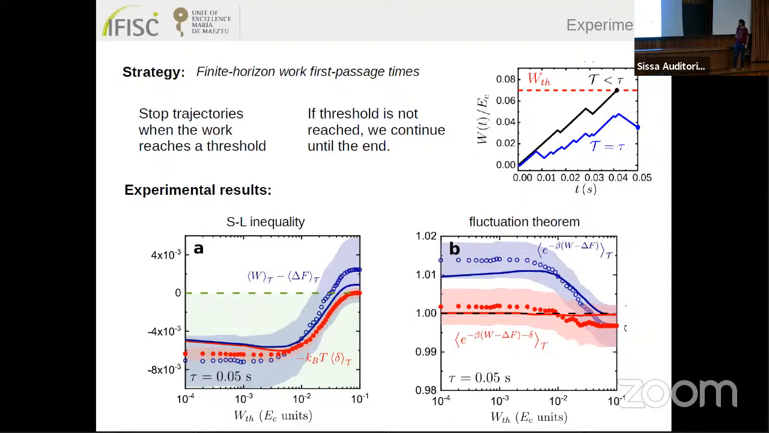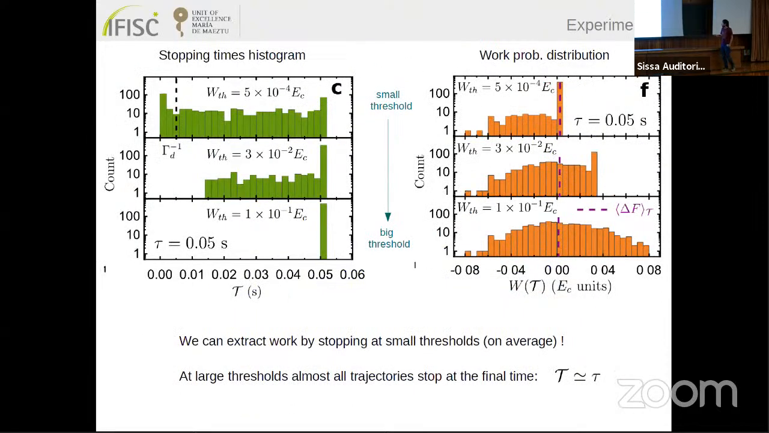In the right figure, you can see that also, in order to recover the fluctuation theorem, you really need to include this delta term inside of the exponential. Otherwise, the fluctuation theorem is no longer fulfilled. So those are some histograms that we also get from the stopping times and from the work probability distribution for different values of the thresholds.